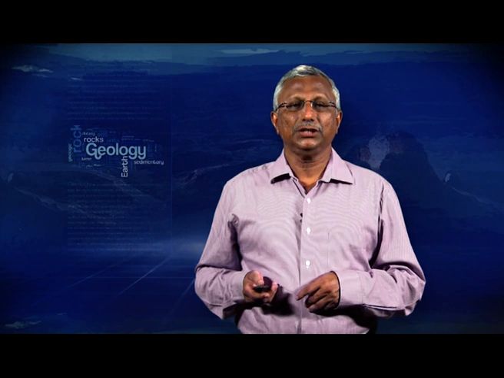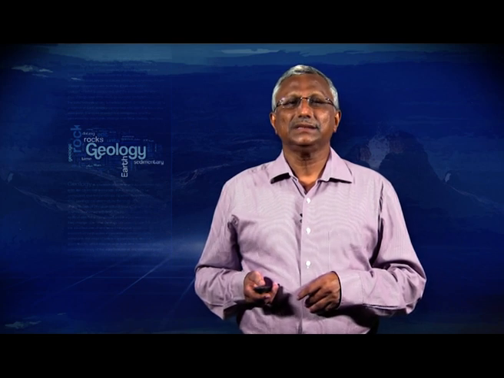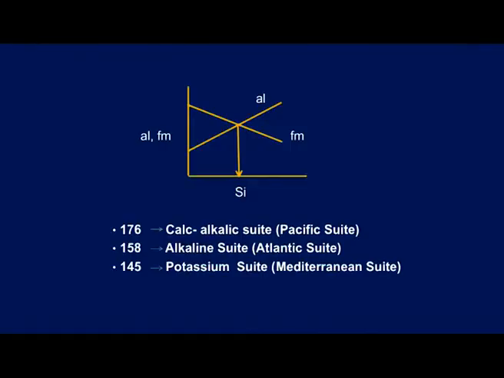Al, Fm, Alk and C values are plotted against the molecular number of SiO2. The corresponding SI value is used for grouping rocks into one of the 3 suites of igneous rocks. This classification is not so popular now, but still it has historical importance. Here, the SI value is plotted on the x axis and Al, Fm values are plotted on the y axis, the vertical axis. An SI value of 176 indicates that the rock belongs to the calc-alkalic suite or Pacific suite, whereas 158 shows that the rock belongs to the alkaline suite or Atlantic suite.